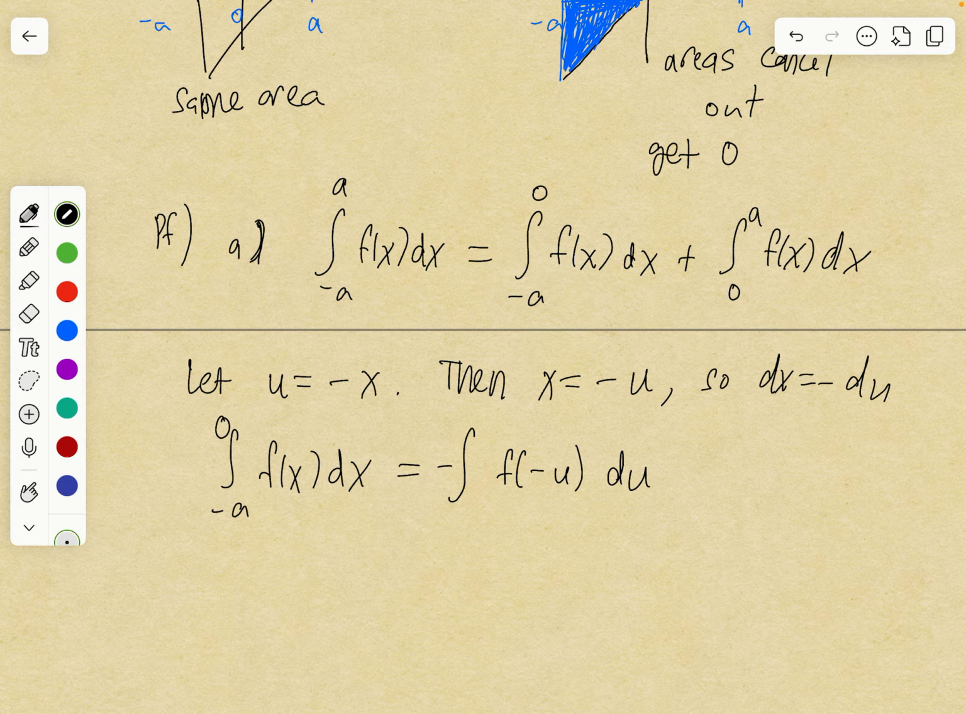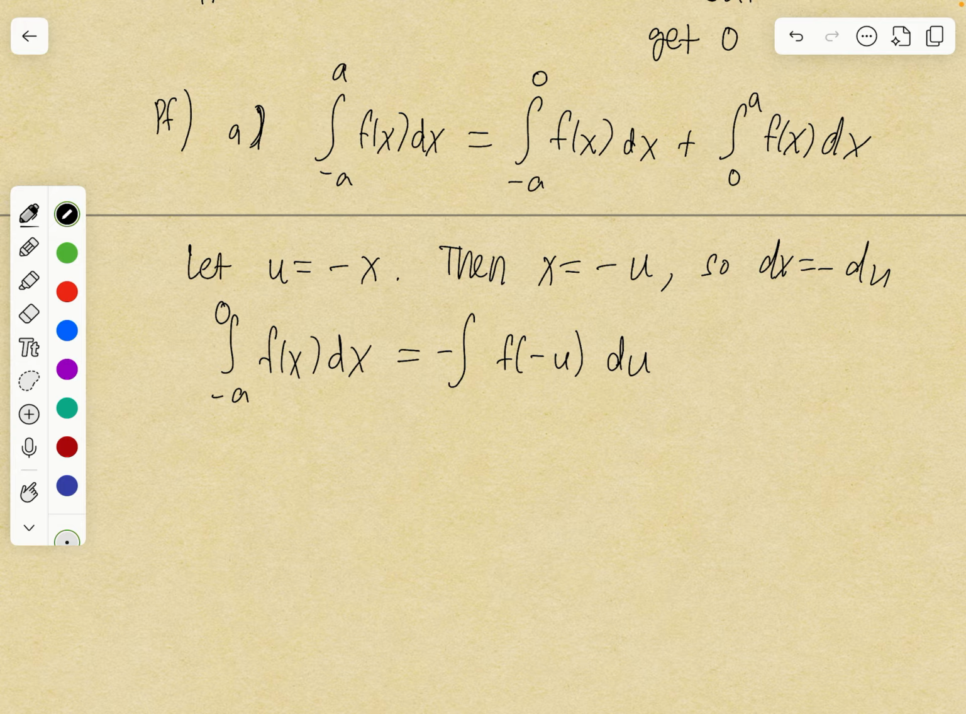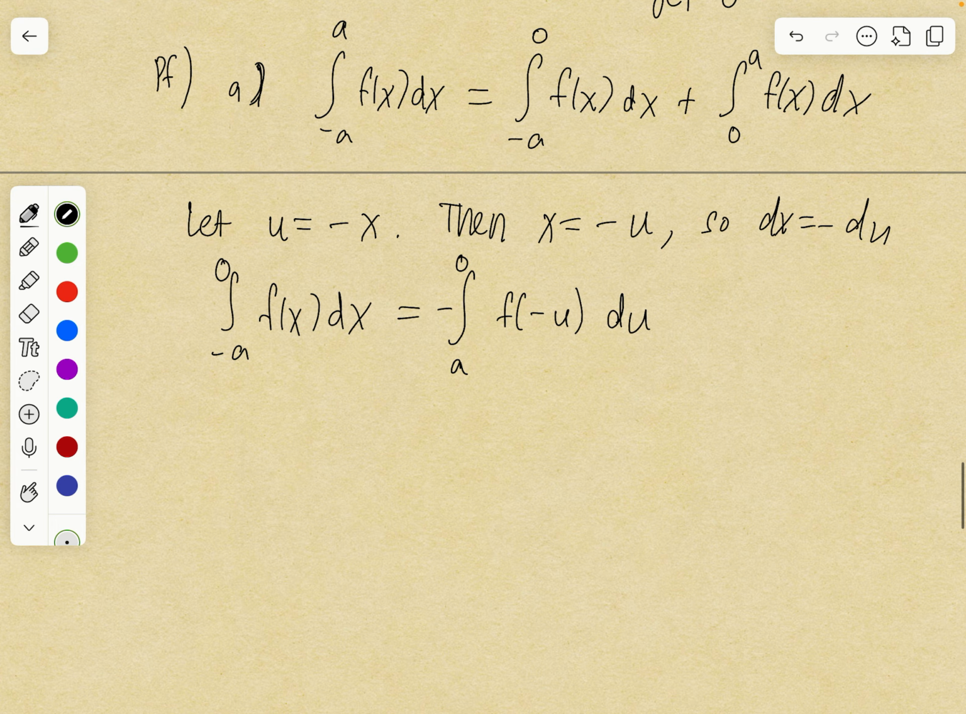Negative a and 0, we have to change those bounds also to the bounds of u. So when x is negative a, then u is equal to a. When x is equal to 0, u is equal to 0. So this is what you get after doing the substitution. Now I have an integral from a to 0. Let's switch it to an integral from 0 to a. When you switch it to an integral from 0 to a, you have to multiply by negative 1. So this minus sign is going to go away when you switch the order of integration.